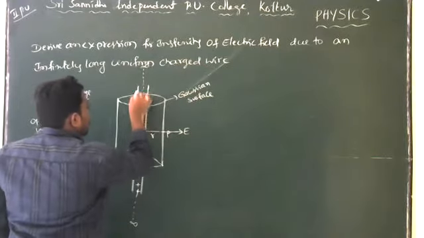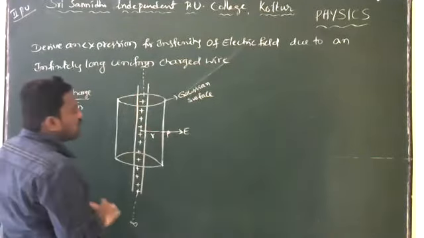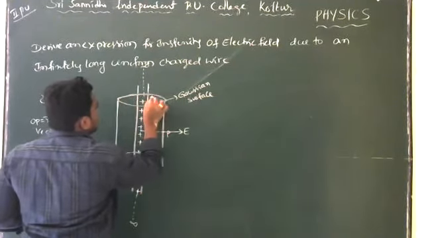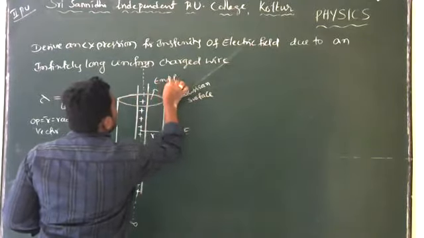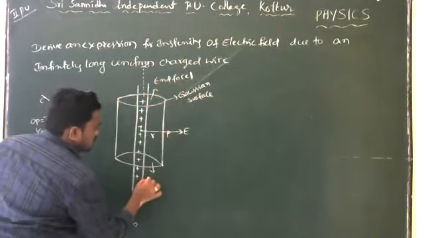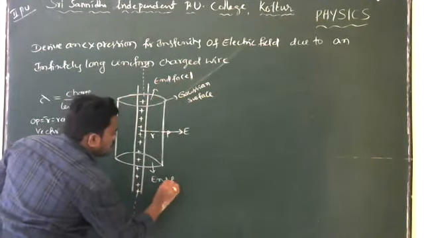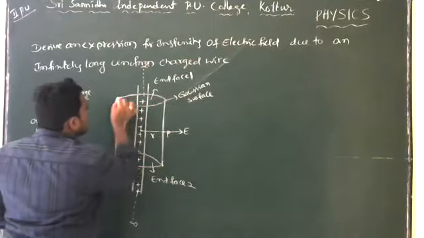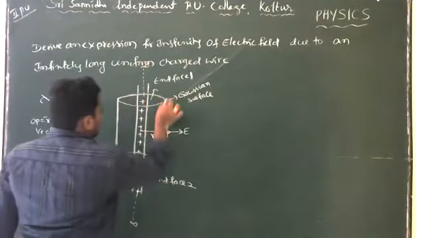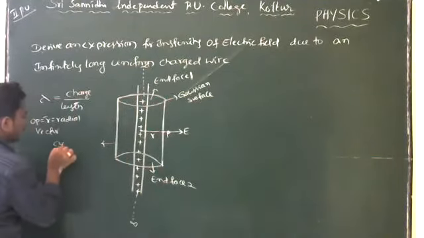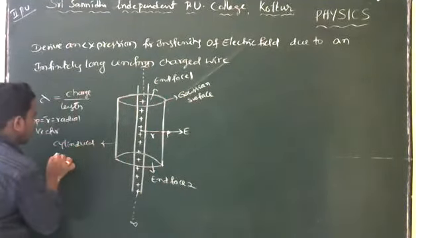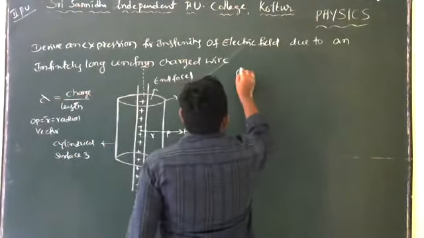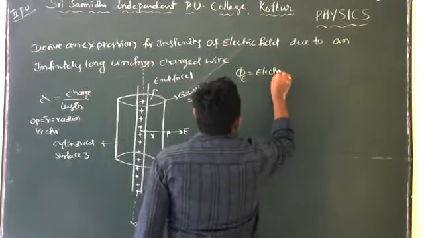Now, this Gaussian surface has three surfaces. This is end face 1, and this is end face 2. Next, this is the cylindrical or curved surface, surface 3.